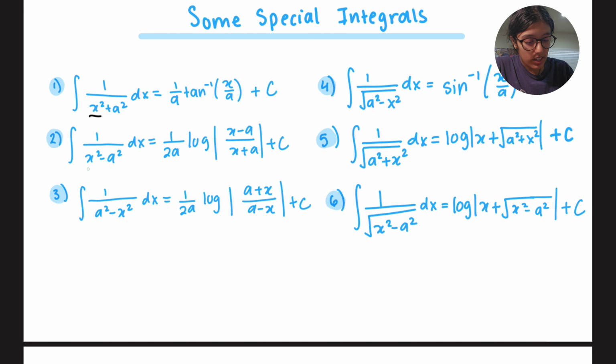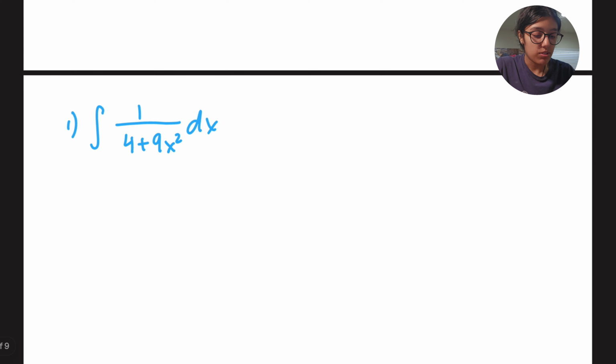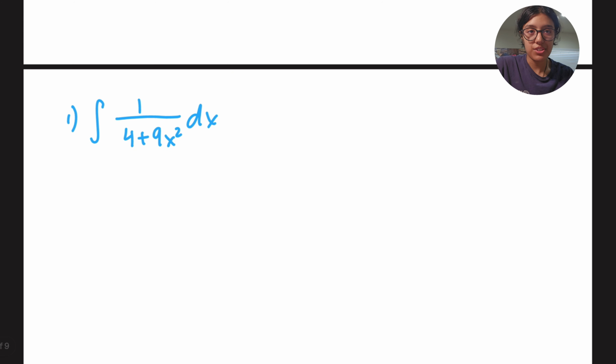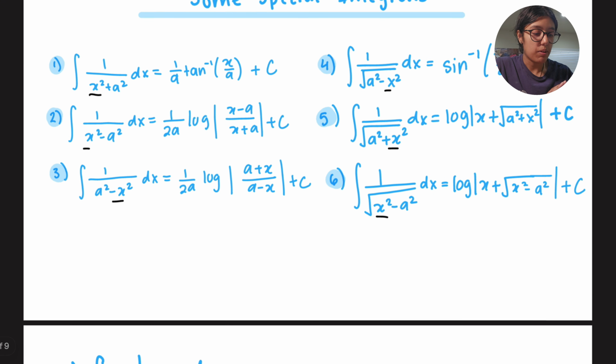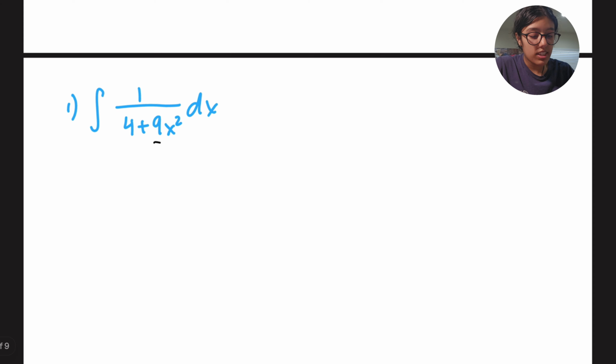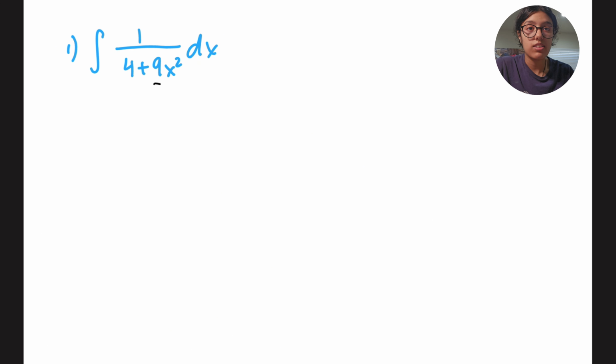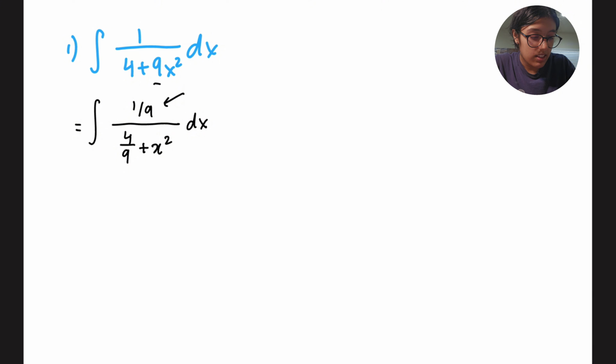Whenever we take a look at x squared, we see that the coefficient of x squared is either -1 or 1. But in our problem over here, we see that the coefficient of x squared is 9. So we want to get rid of that 9 so we can actually apply these formulas. In order to get rid of the 9, I am going to divide the top and bottom by 9. If I divide the top by 9, that becomes 1/9 over 4/9 plus x squared dx. And this 1/9 is a constant. I'm going to take it out of the integral.